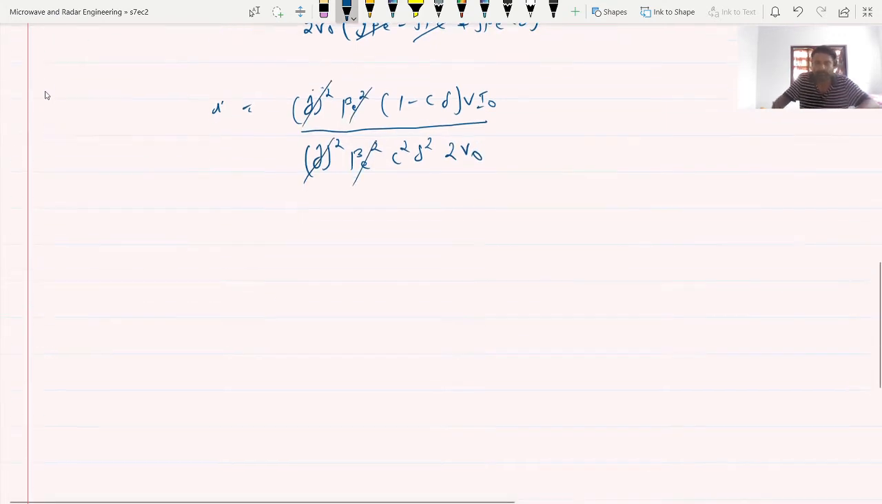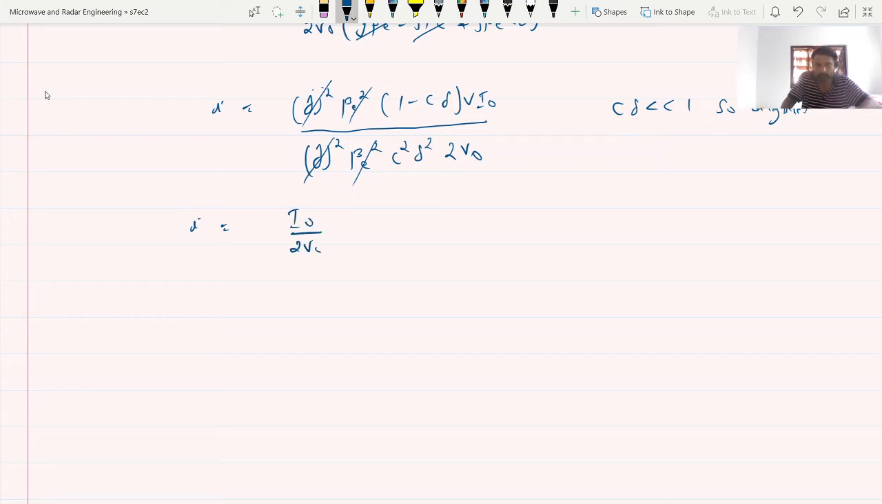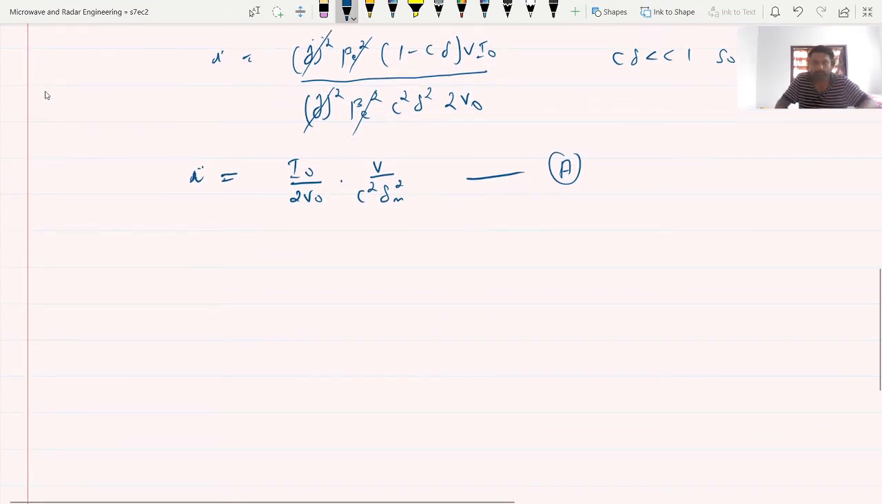Okay, and C delta we are taking is very much less than 1, so you neglect it. So you will have I is nothing but I naught by 2 into V naught into V by C square, in general, you can call it as delta n square. Call it as equation A, that is I. Okay, clear? You put V of Z in equation A.